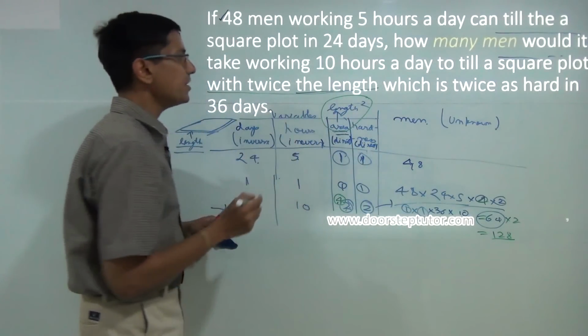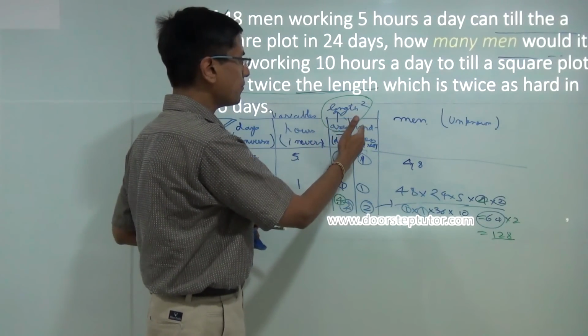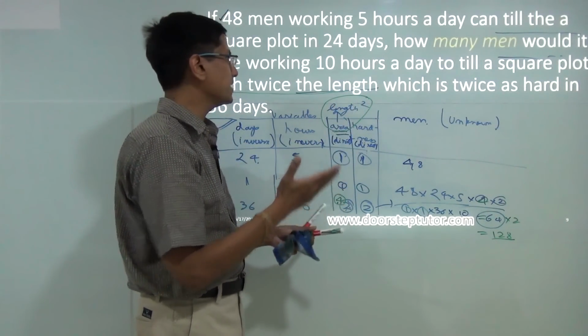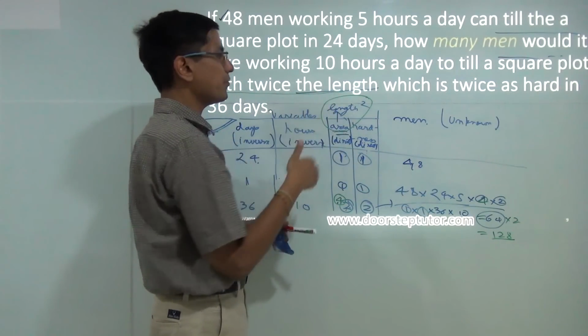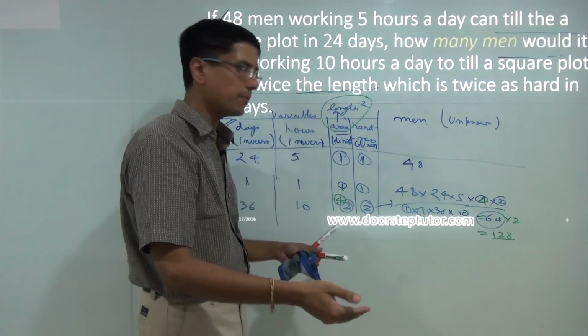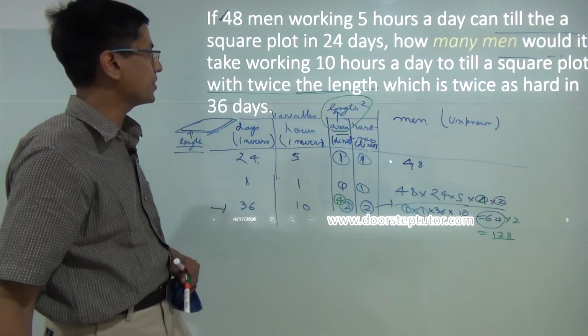Right? So read the question very carefully, and you have to use your common sense that the amount of work does not depend upon the length, it depends upon the area, which is length squared. So if I make the length twice as large, the amount of effort that needs to be put in becomes 4 times as large. So that is what I have put here.